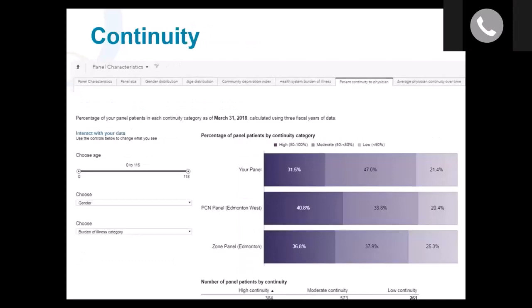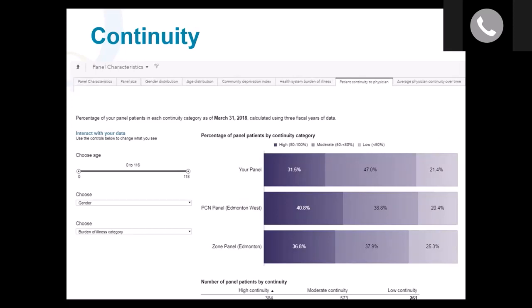Continuity, of course, is a big deal, and what we see in this report is 31.5% of this physician's patients see this physician 80 to 100% of the time. So this is less than the PCN in the zone. They also have 68% of their patients with low to moderate continuity.